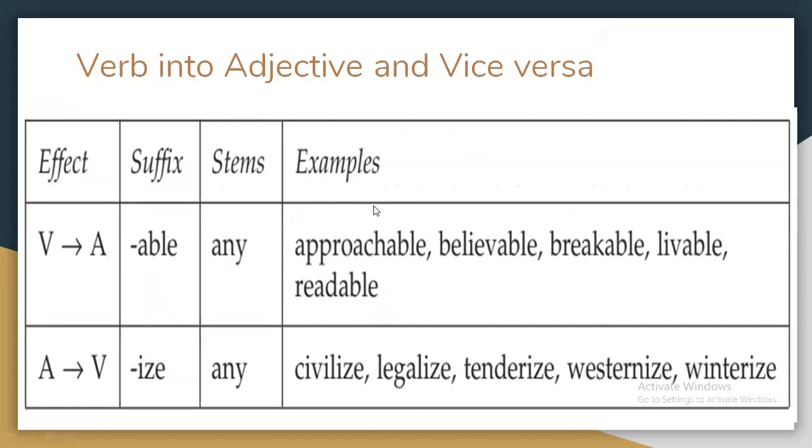Now verb into adjectives and vice versa. The first one you can see, verb into adjective: able, approachable, believable, breakable, liable, readable. And adjective into verb: ize, for example, civilize, legalize, etc. So many others are there.